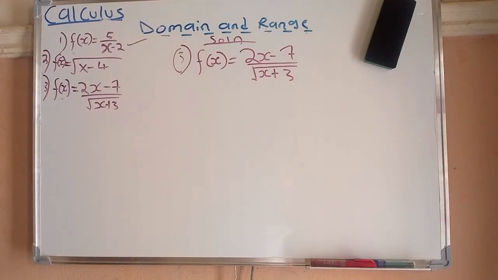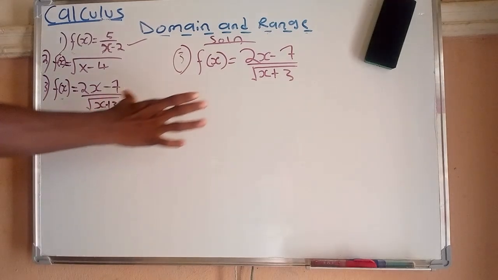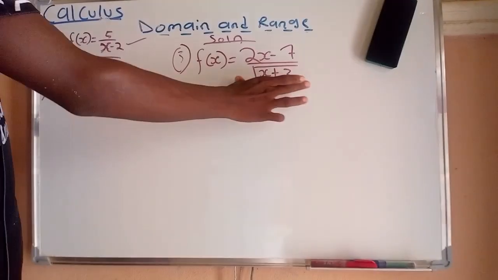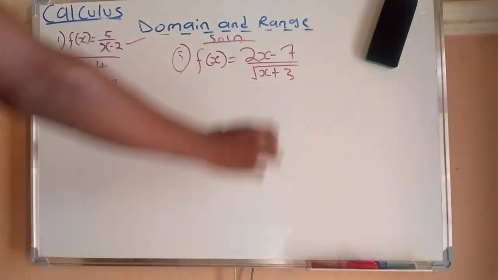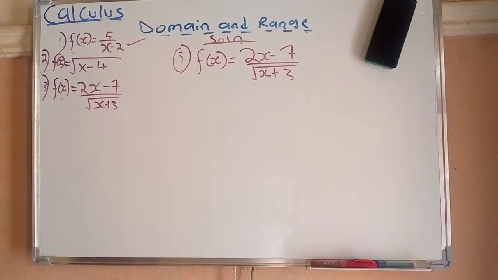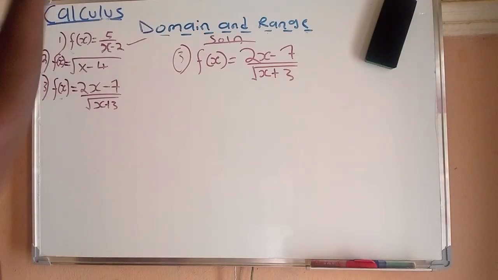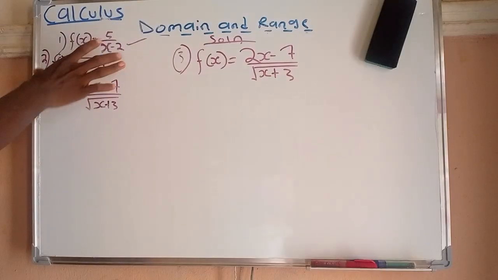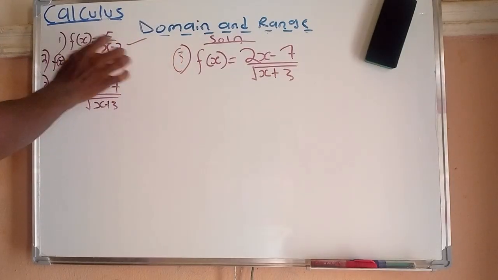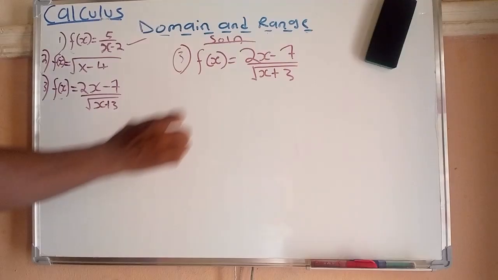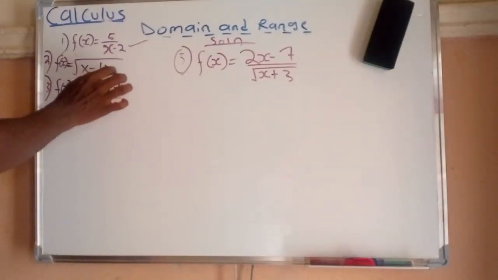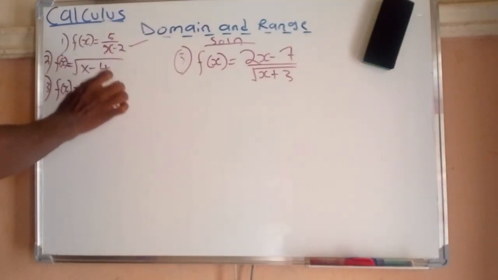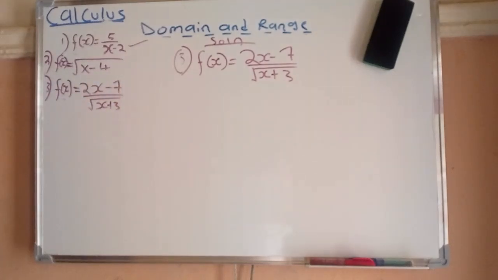Here is the third question in domain. The question says f of x is equal to 2x minus 7 over the square root of x plus 3. What's the domain of this function? In the first question we had a fraction without any radical form. In the second question we had only a radical form. In the third question, we have a non-radical expression over a radical form. How can we solve this problem?